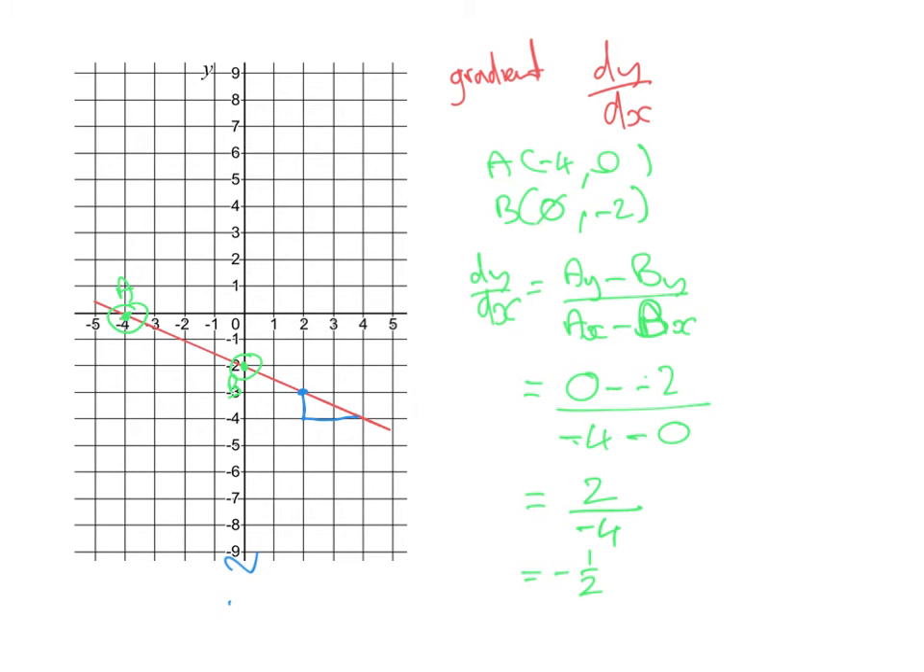Equally, we could do a bigger one. For every 3 we go down, we go along 6. Negative 3 divided by 6 is negative a half. So that's the important thing to remember about lines. Lines that slope upwards have positive gradients. Lines that slope downwards have negative gradients. Okay, now the steeper the line, the bigger the number. And let's see why that's the case.